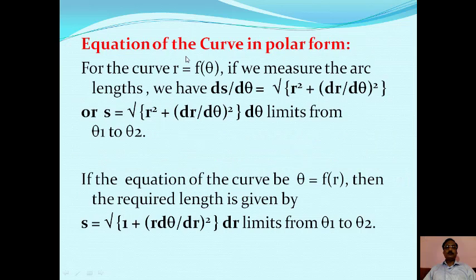Now we have another form of equation, the polar form. If the curve is r equals f(theta), then the length of the curve is measured as ds over d theta equals root of r squared plus (dr over d theta) squared. s equals the integral of root of r squared plus (dr over d theta) squared d theta, with the lower limit theta 1 and the upper limit theta 2.